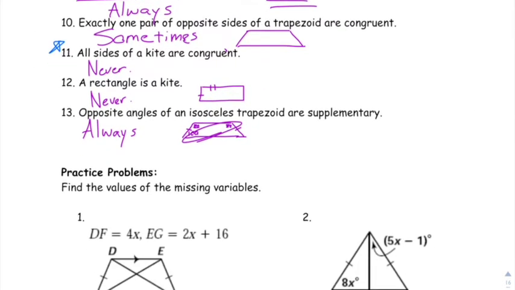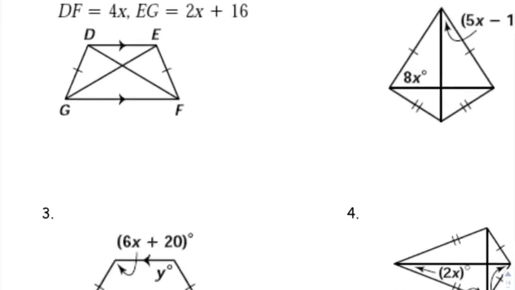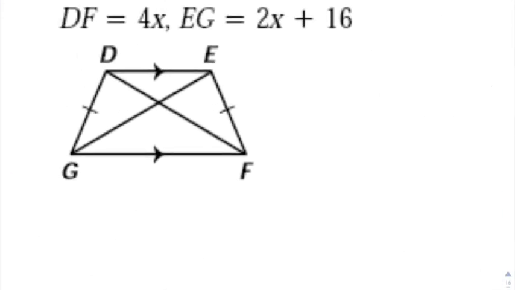There you go. Okay, a couple more problems here. Let's see what we got going on here. We got 4x for DE, and then EG. Oh, I labeled it wrong. Okay, 4x is the diagonal, and then EG, the other diagonal, is 2x plus 16. So those should be congruent. Set them equal.